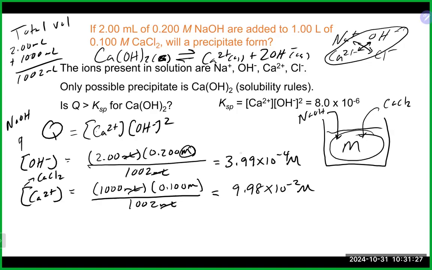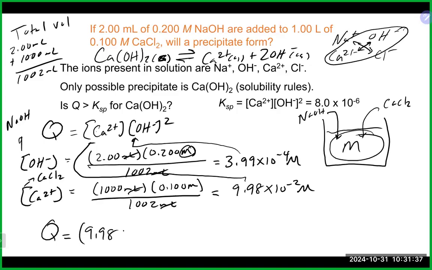These are really the concentrations of these guys that we do want to put in here. So our Q will equal our calcium, 9.98 times 10 to the minus 2, times our hydroxide. Don't forget you do need to still square it. So we'll go 3.99 to the minus 4, squared, times 9.98 to the minus 2. That gets us about 1.6 times 10 to the minus 8.